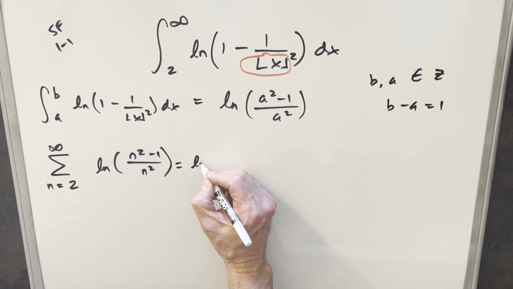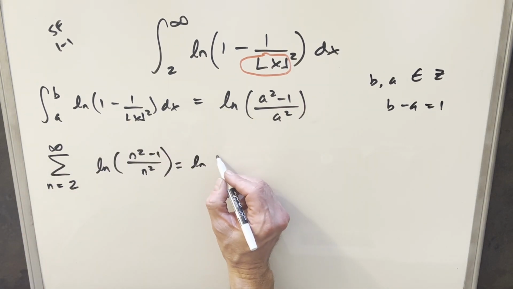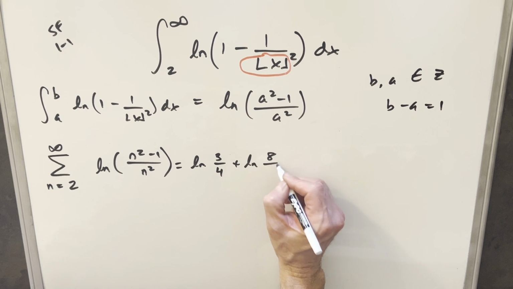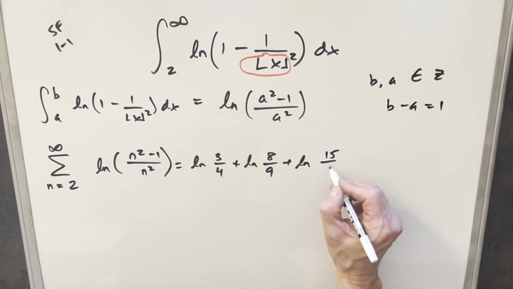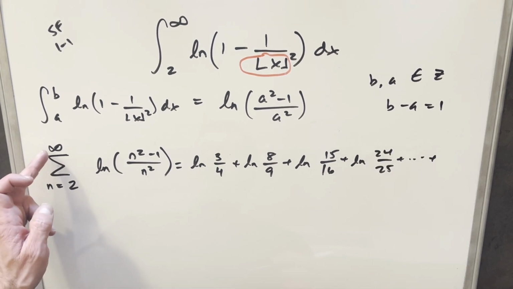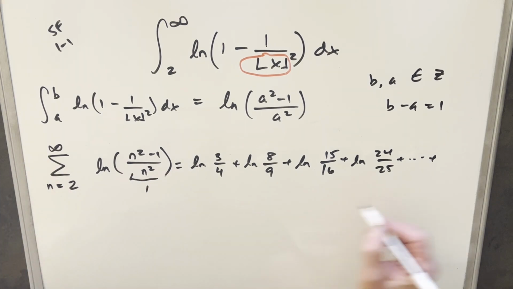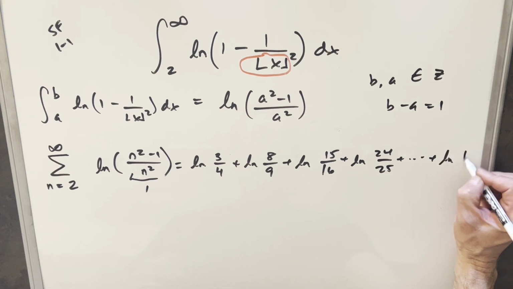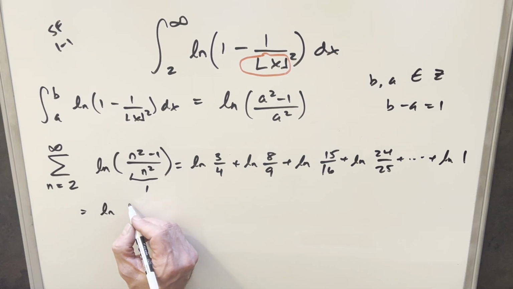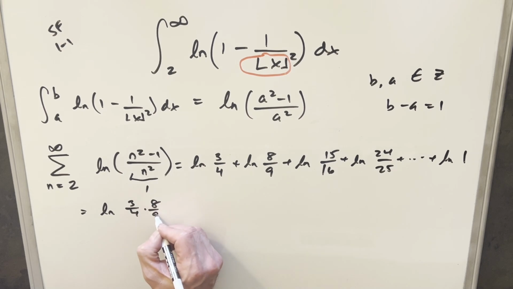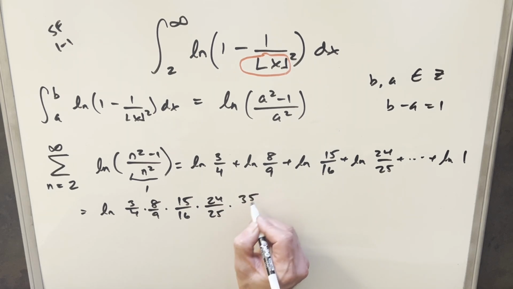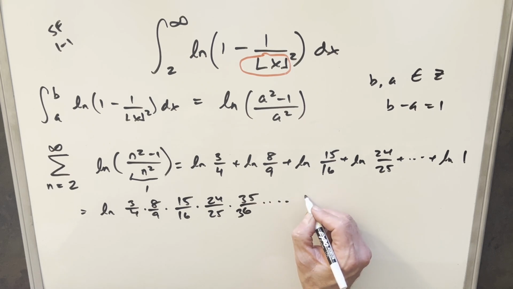Expanding this out, we already found the first term when we did our integral from 2 to 3, so the first one is natural log of 3 over 4. Then plugging in a 3, we get natural log 8 over 9. Then natural log 15 over 16. And this pattern is just going to keep going on and on forever. Noticing what happens when n approaches infinity, this fraction becomes 1, so the last term is natural log of 1. Then by log properties, I can rewrite this as a multiplication: natural log of 3/4 times 8 over 9 times 15 over 16 times 24 over 25, and this is going to go on like this forever, all the way until we get to 1.